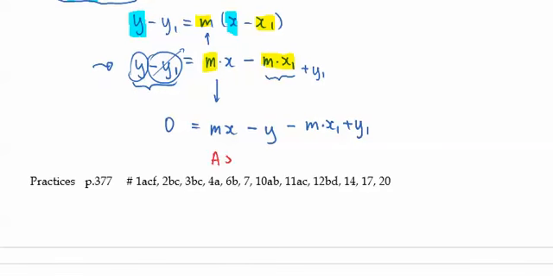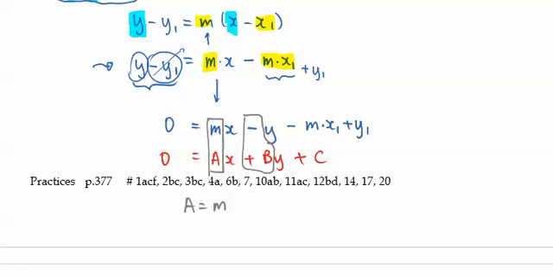Compared to ax plus by plus c equals 0, we can now match the coefficients. The number in front of your x would then be your a. A equals m. The number in front of your y will now be the b value. And the rest of it would then be your constant.